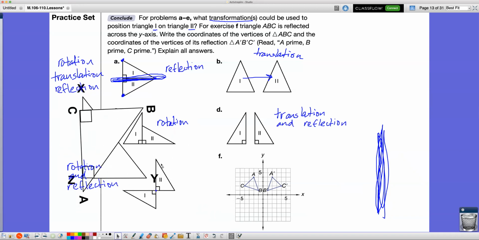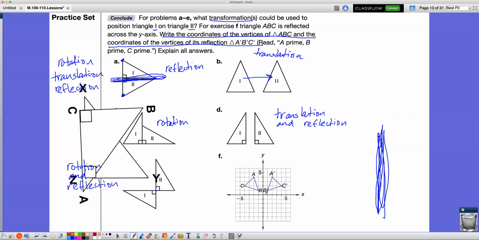All right, what about this last one, letter F? It says in this case, it's a little bit different. It's asking this question. Write the coordinates of the vertices of A, B, C, and the coordinates of the vertices of its reflection, A prime, B prime, and C prime.